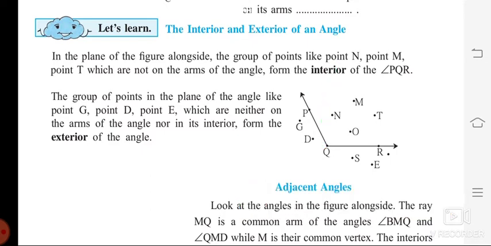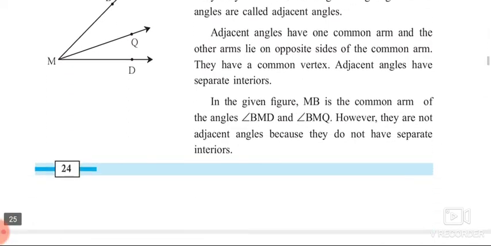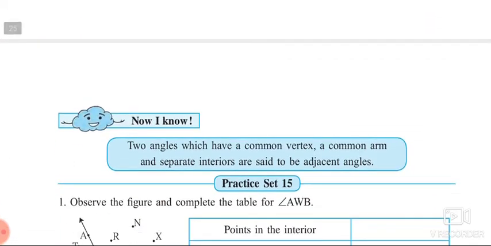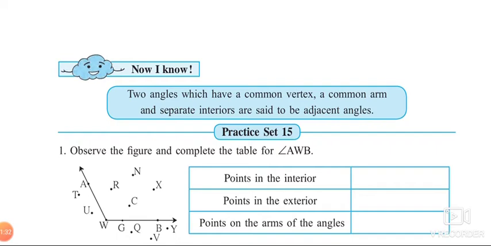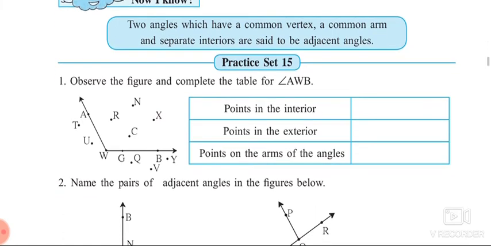Later on we learned about adjacent angles. Yes, adjacent angles means what? They have given you a nice definition. See here, two angles which have a common vertex, a common arm but separate interiors are said to be adjacent angles. Then we had solved practice set 15. So just now what we revised, points in the interior, points in the exterior, that is only there in question 1. Yes, we will just revise quickly.